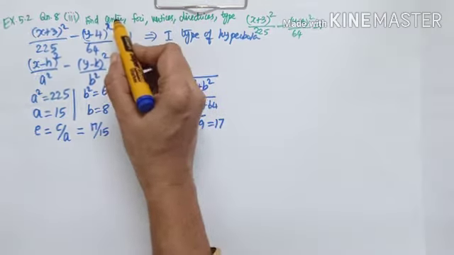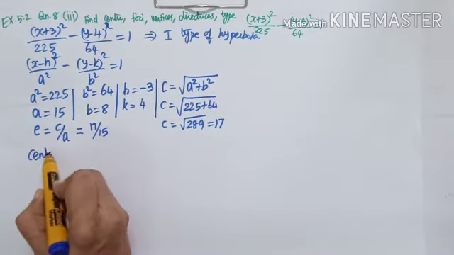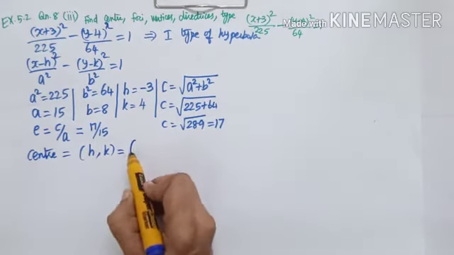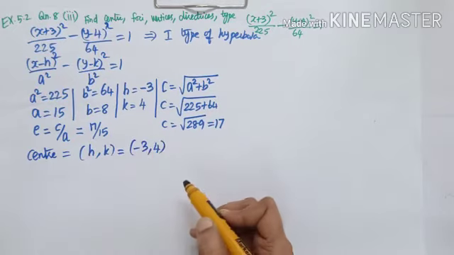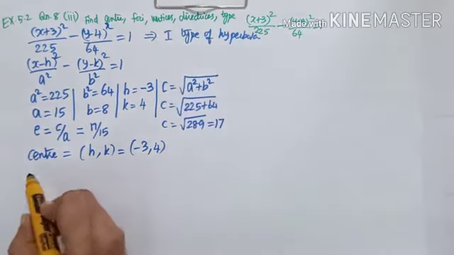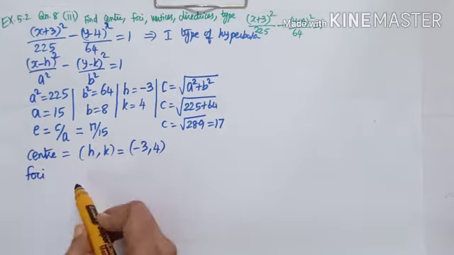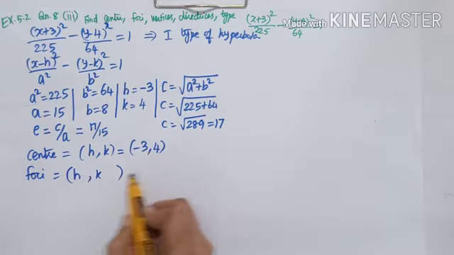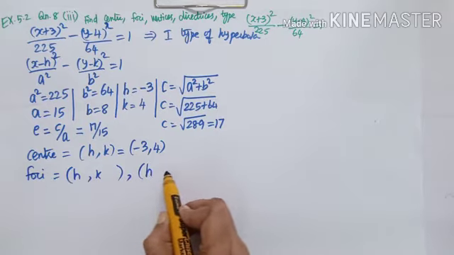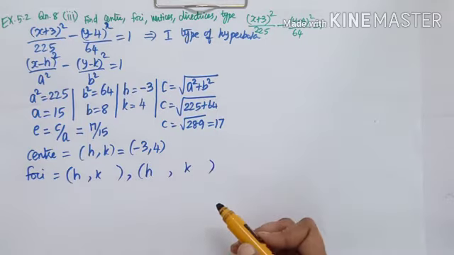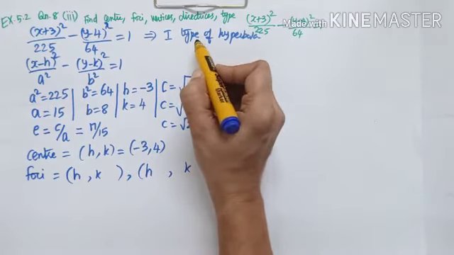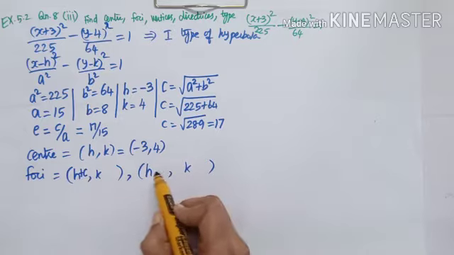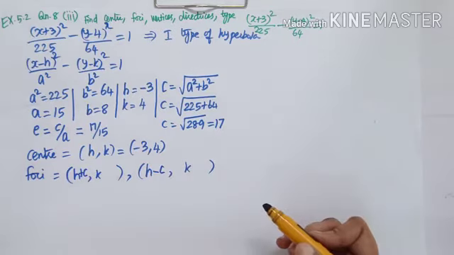Let us go back to the question. Center. What is center formula? (h, k). That is (−3, 4). The next idea, focus. Focus, we will write h, k. The other one also h, k. If it is first type, add c with h. So h + c, h − c.